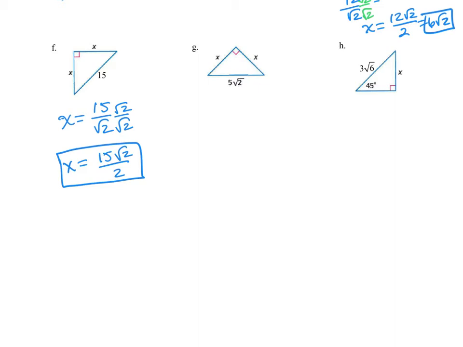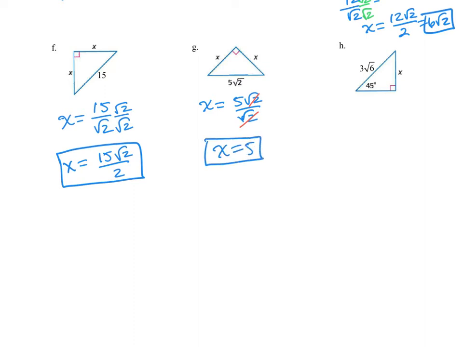Okay, how about letter G? Again, we know the hypotenuse. We need to know one of the legs. So our theorem tells us take a leg, multiply it by the square root of 2 to get the hypotenuse. So if we know the hypotenuse and we need to get back to the leg, that's when we're going to divide. So to find out what that leg is, we'll take 5 times the square root of 2 and divide it by the square root of 2. Well, this time we have a common factor of square root of 2, which cancels. So our final answer then is just x is equal to 5.